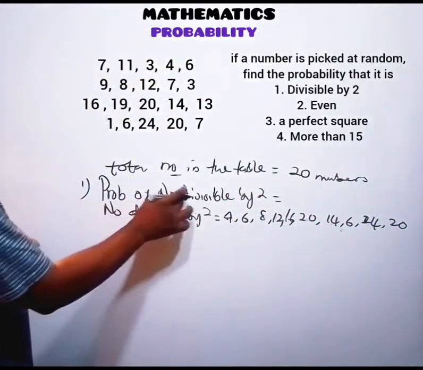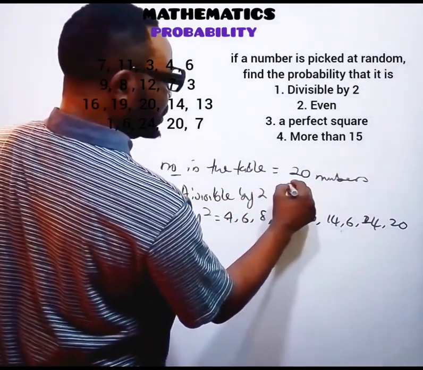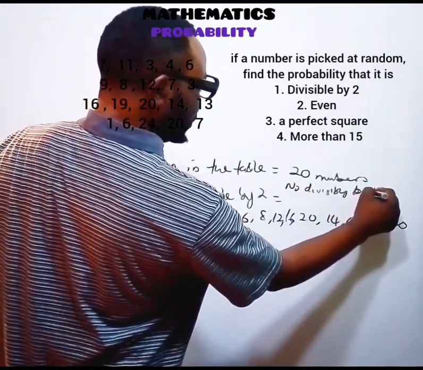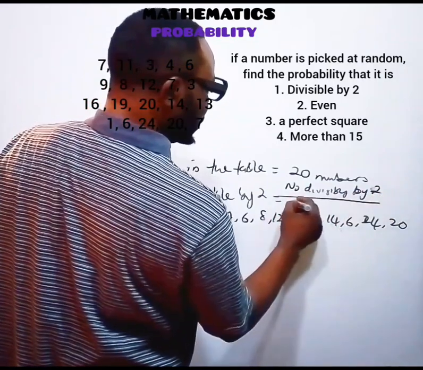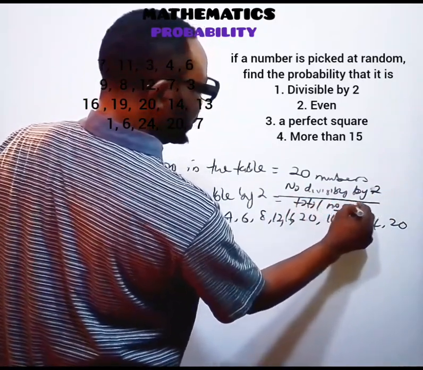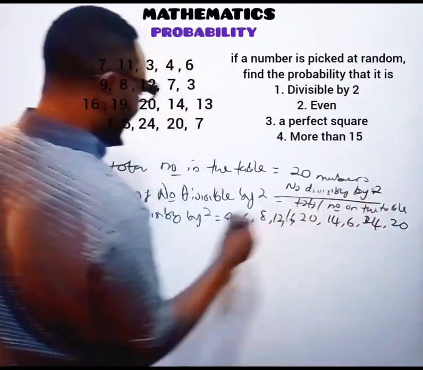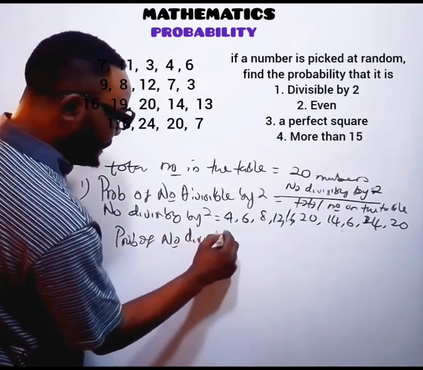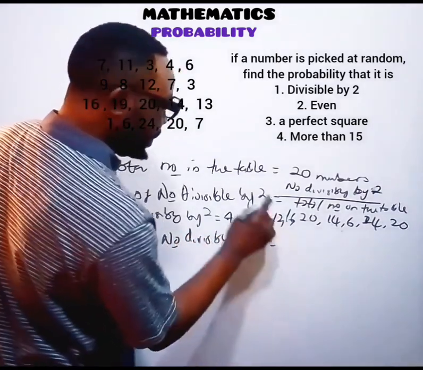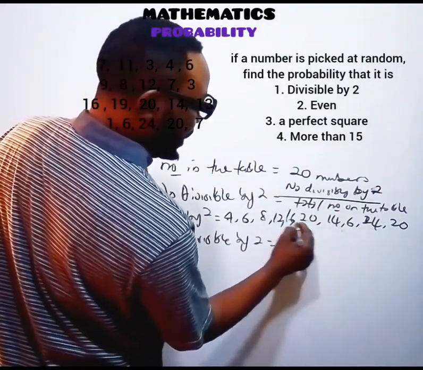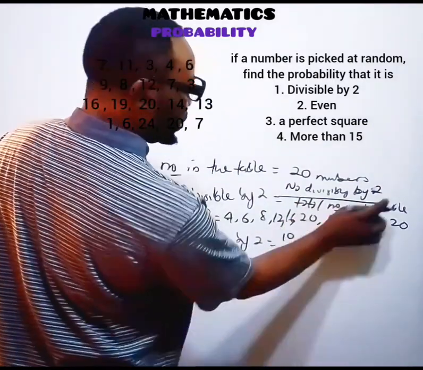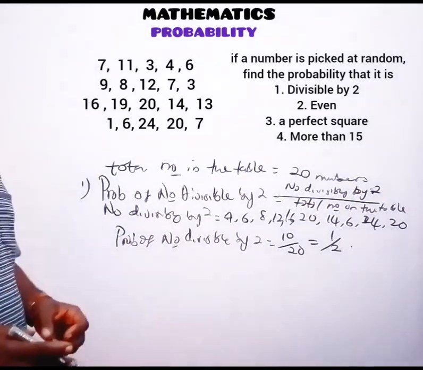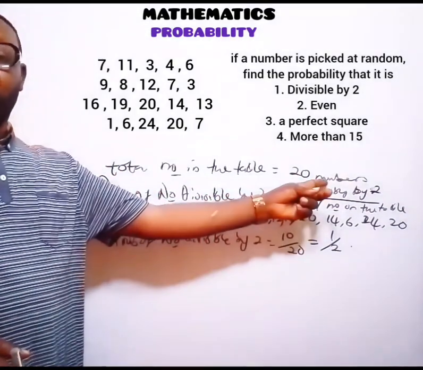Now, the probability of a number divisible by 2 will be equal to the number divisible by 2, all over the total number on the table. What is the number divisible by 2? That's 10 over 20, where 20 is the total number we have here. That'll be 1 over 2. That's the probability of a number divisible by 2. We have been able to deduce the total number that we have there.